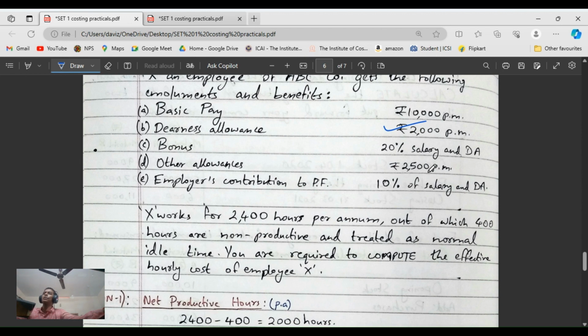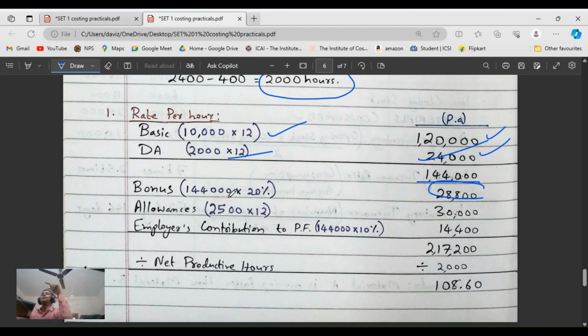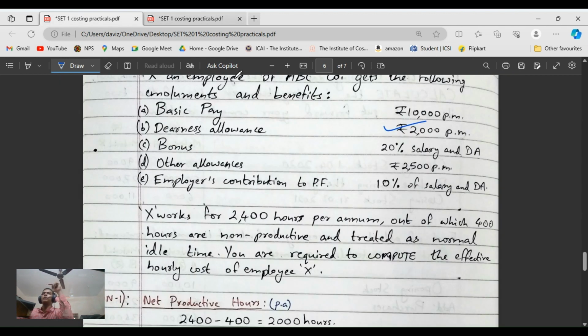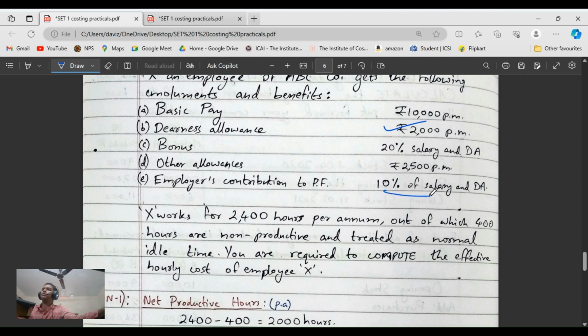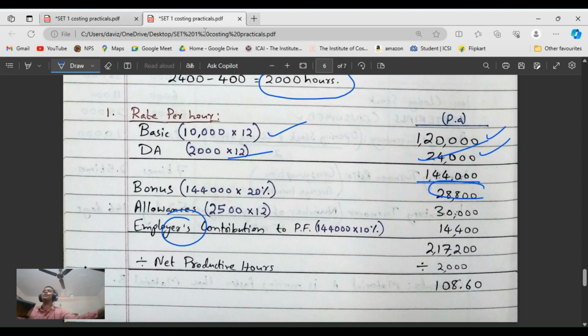Then other allowance is 2,500 per month. So 2,500 into 12 months, 30,000. Then employer's contribution to PF. We have to check that it is the employer's contribution. If it is given as employee's contribution, then it is not our cost; the employee has to pay. But we have to care here. This employer's contribution to PF is 10% of salary and DA. So 10% of 1,44,000 is 14,400.